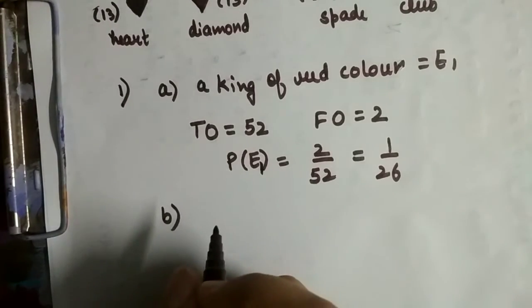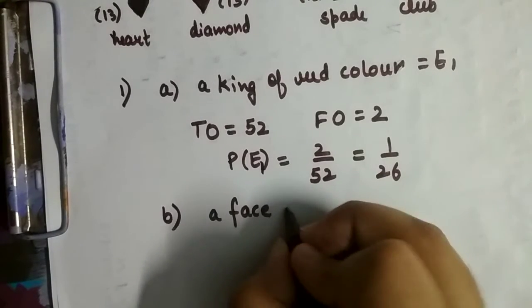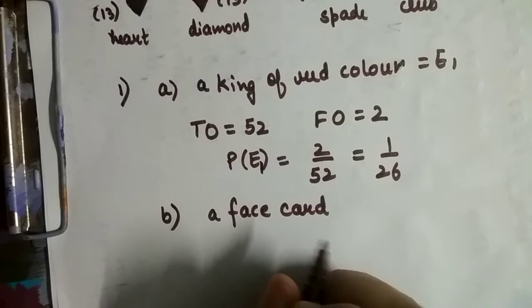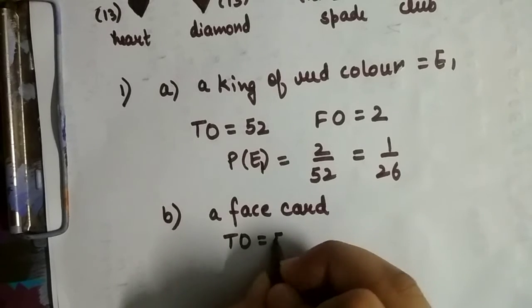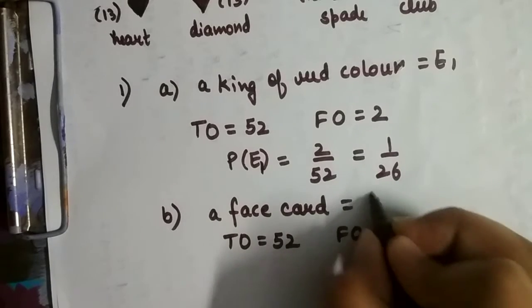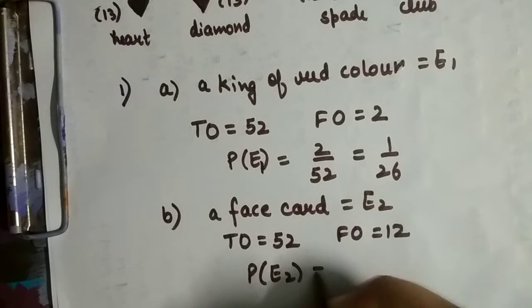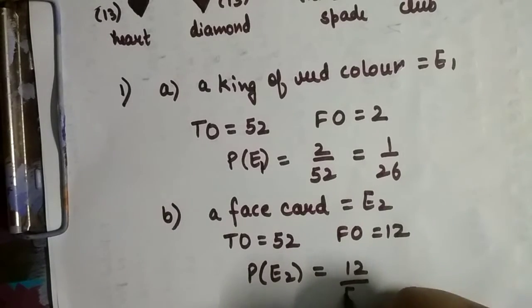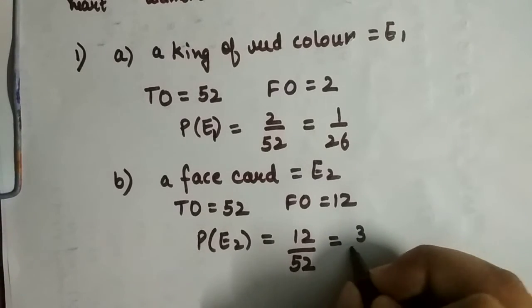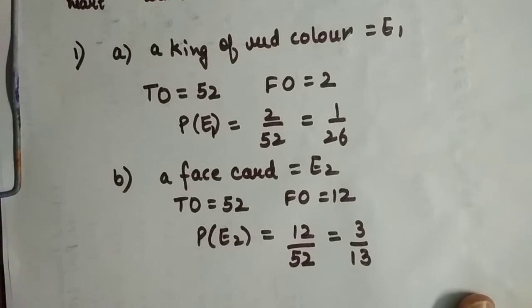Second part, they are asking what is the probability of getting a face card. So out of 52 cards, we know that there are 12 face cards, therefore total outcome is 52. Favorable outcome is 12. This is the event E2. So the probability of E2 is favorable outcome upon total outcomes. We will reduce it to the lowest form. 4 3s are 12 and 4 13s are 52. So this is your answer.